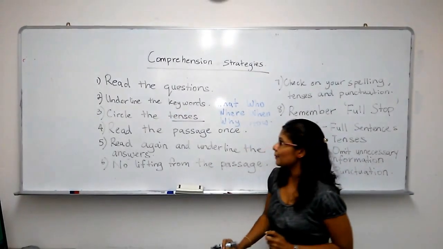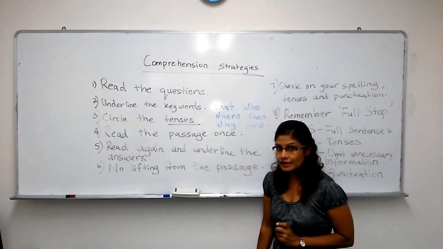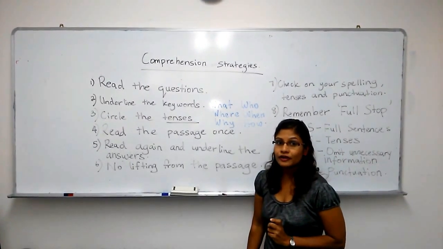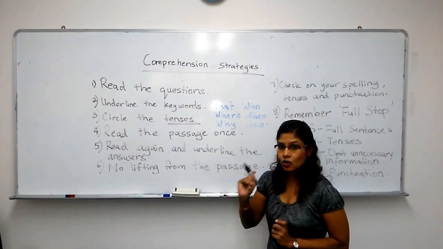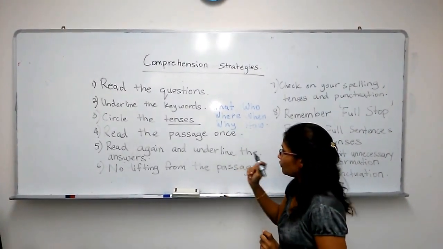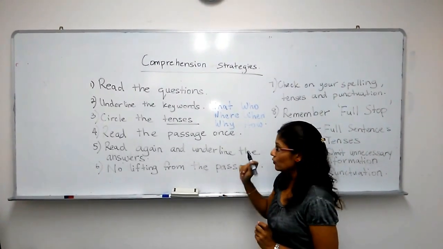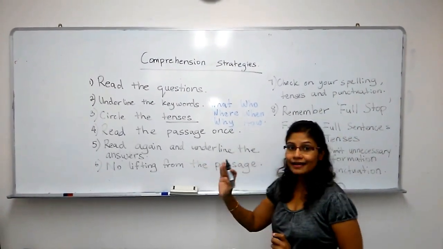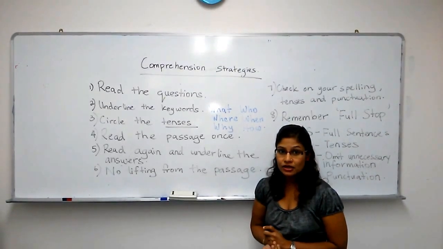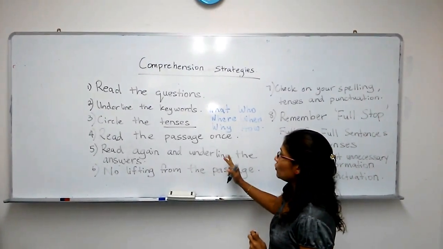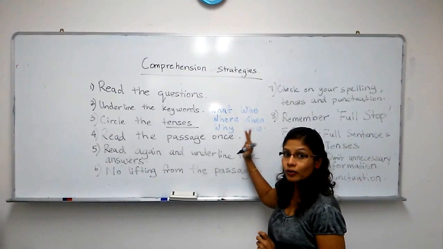Then next you read the passage once. The first time when you read for the storyline, you don't read for the answers. But when you read again, you underline the answers. You look up for information. Okay? Make sure you find the answers to the question.